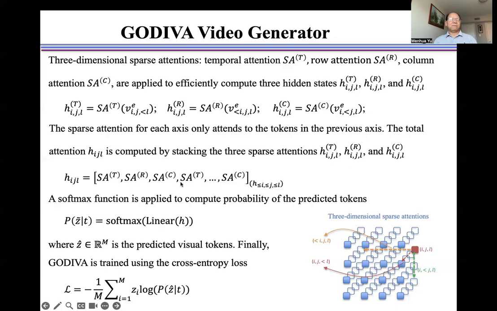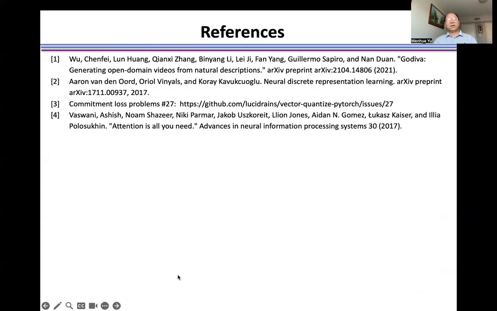That's right here. A softmax function is applied to compute the probability of the predicted tokens using this formulation, where Z caret is the predicted visual tokens. Finally, the model is trained using the cross-entropy loss. That's right here. For more details, please check with these references.